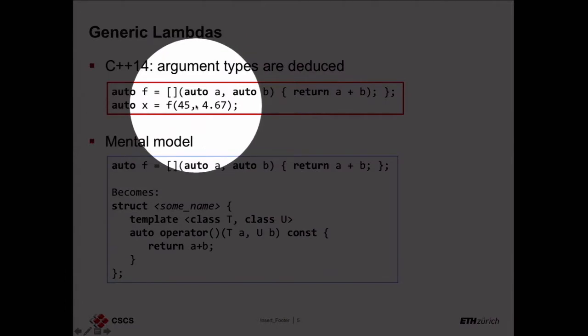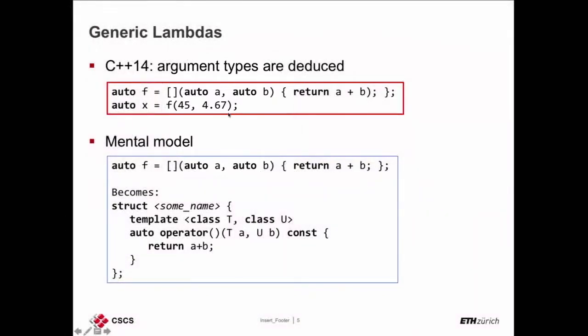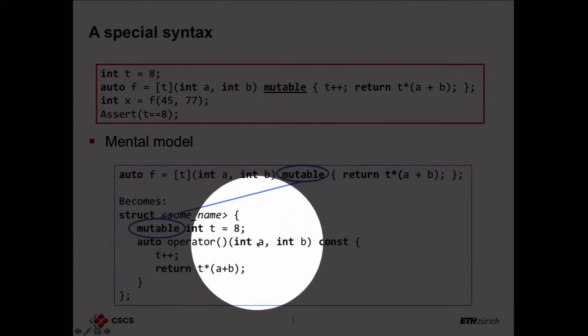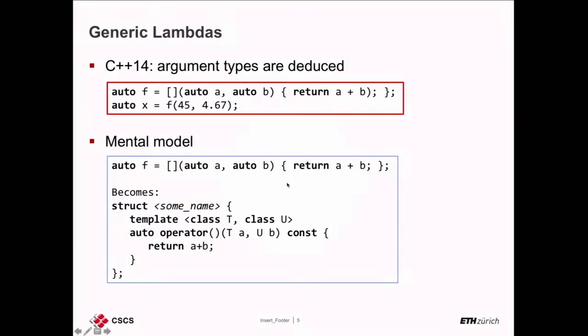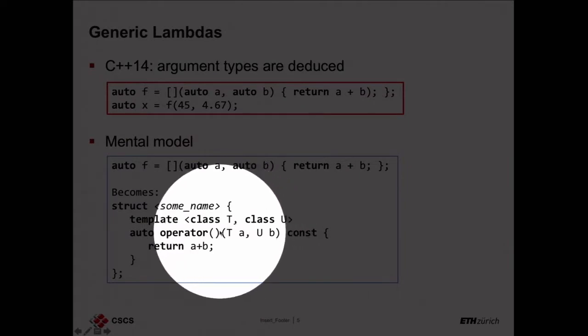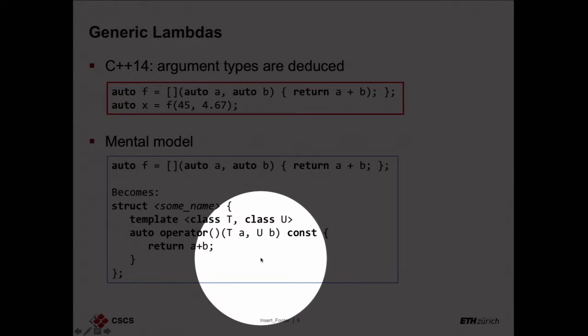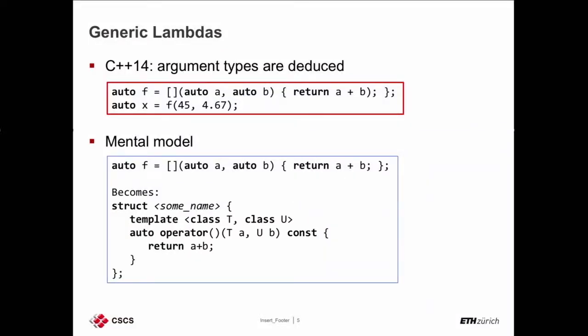And then we can do this, and it will be 45 plus 4.67, which is a double. And the mental model you have is that instead of earlier, where you have the operator with the list of arguments, now the operator takes the arguments as template arguments. So your operator is actually a template member function, and will be instantiated for every lambda call.